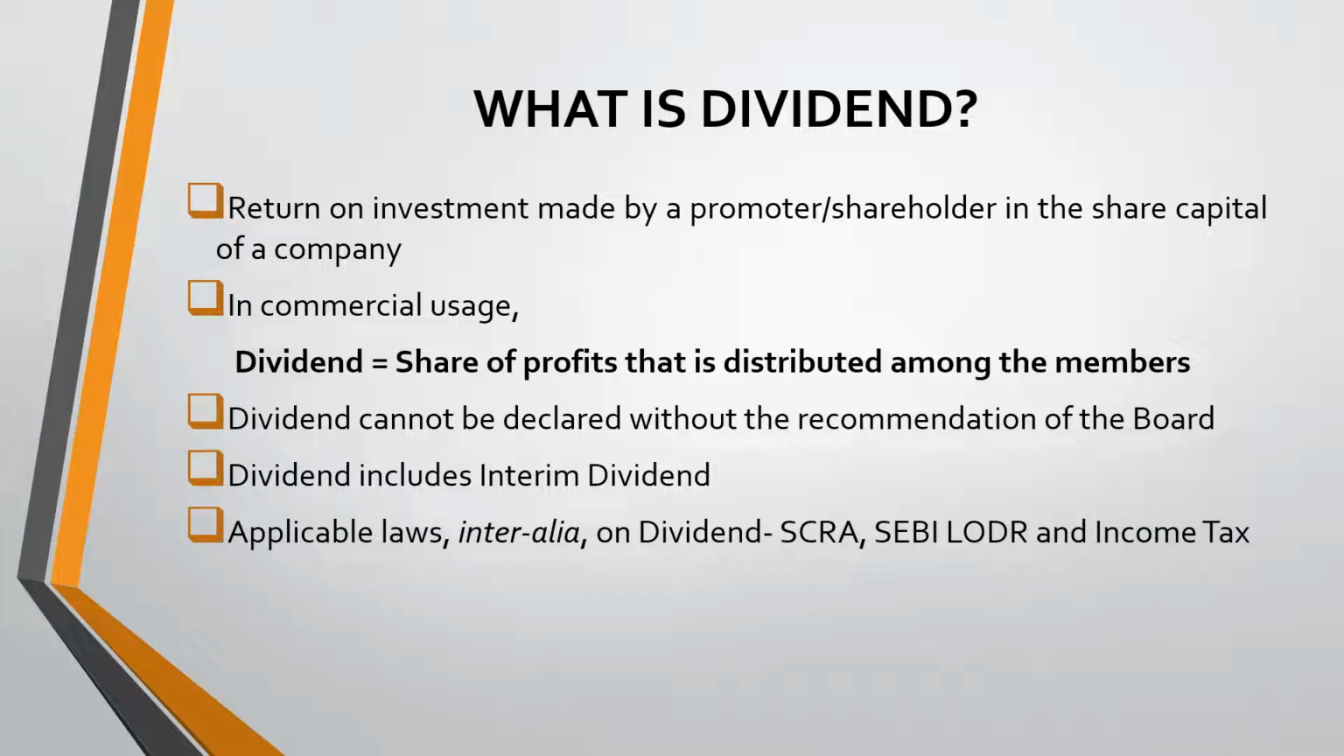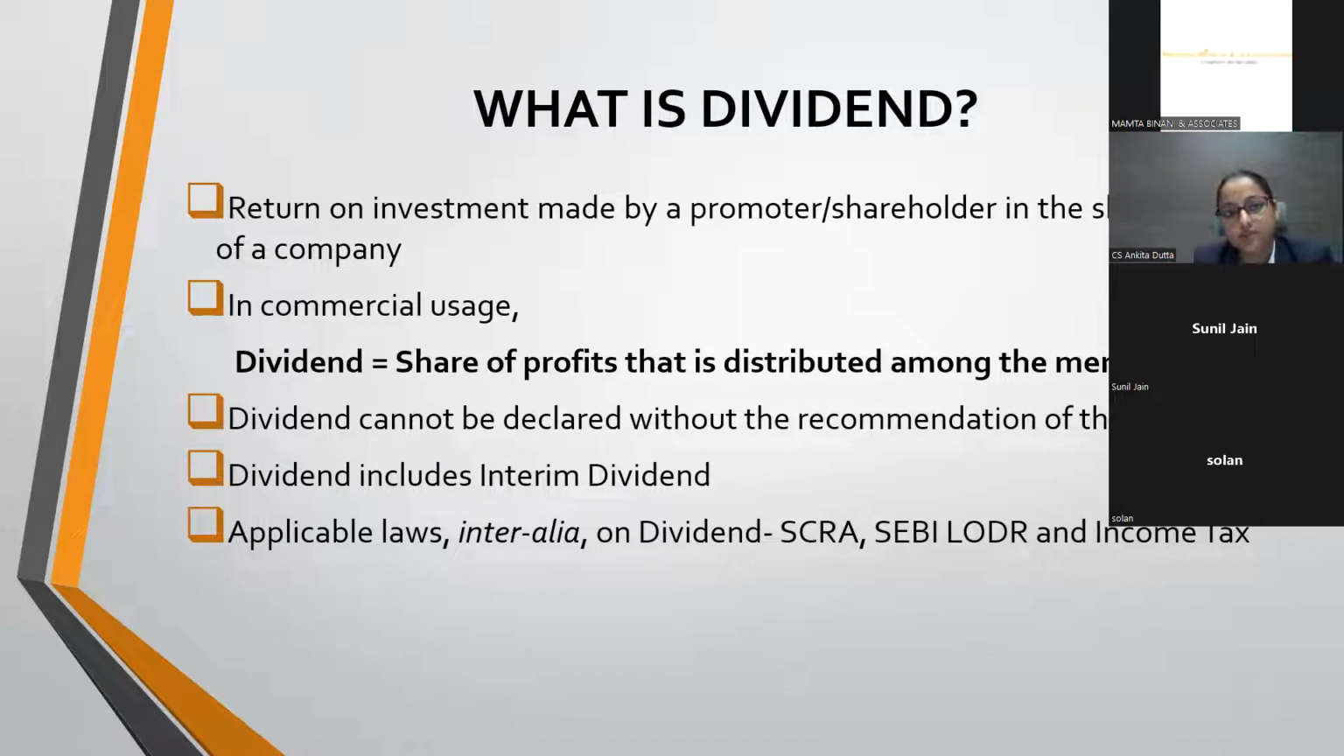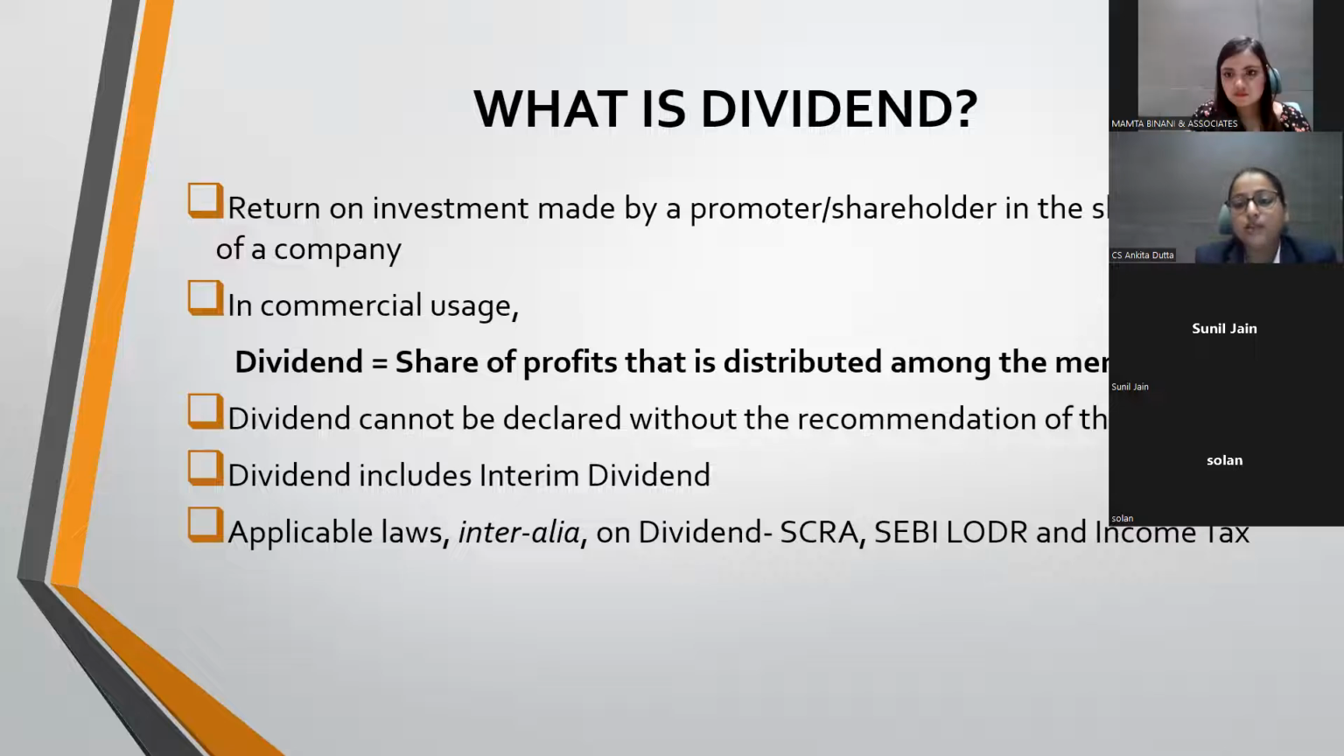First, the company generates profits, then the management decides some excess profits which are to be distributed among the shareholders as dividend. Then the board approves the recommended dividend. Then the company announces the dividend, and subsequently the dividend is paid to the shareholders. In common usage, dividend refers to the share of profit that is distributed among the members.